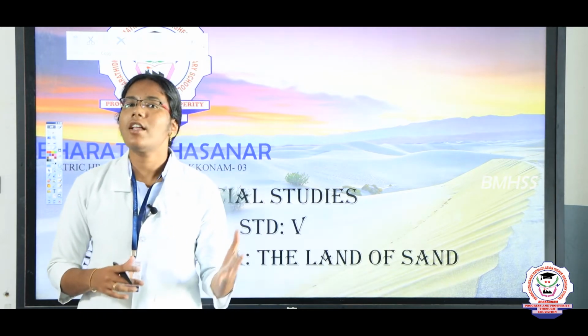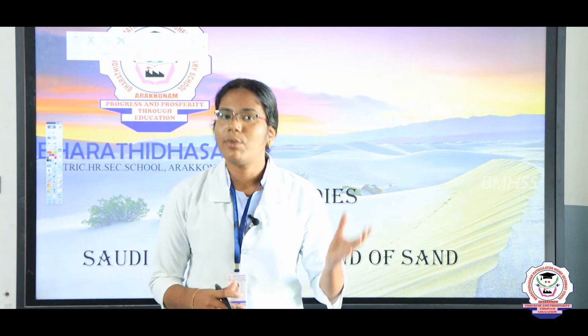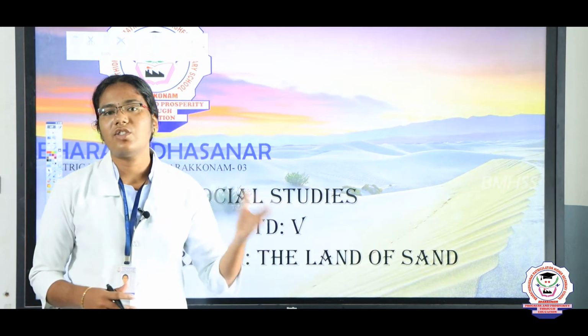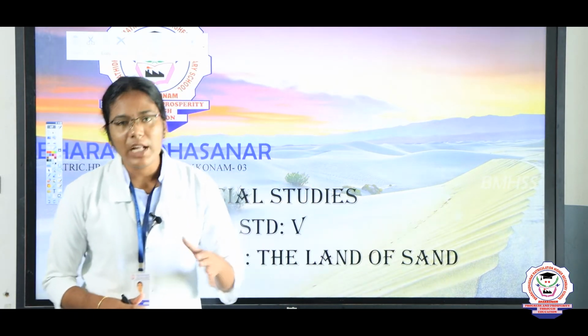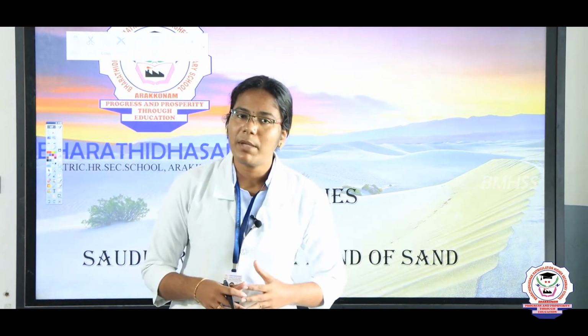In the last session we discussed Saudi Arabia, which is present in the Arabian desert, then agriculture and the location of the land. These are the topics we discussed in the last session, which means part 1. Today's session we are going to see the rest of the topics: life of the people, Mecca and Medina, and government.